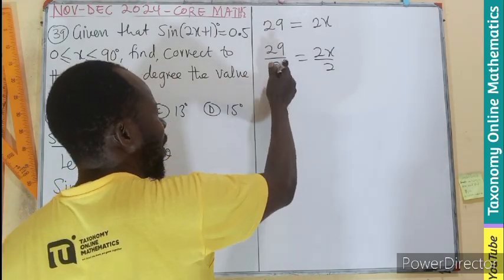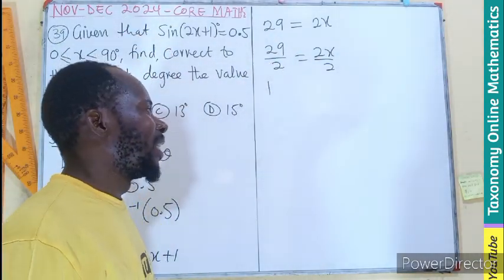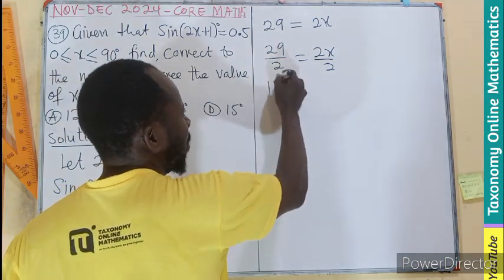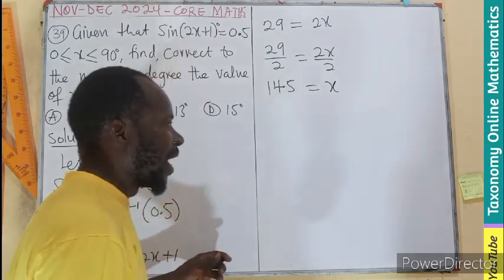I believe 2 goes into 29 one time, then 2 goes into 9 four times, remainder 1, giving 0.5. That will be giving us x. So this is the answer.